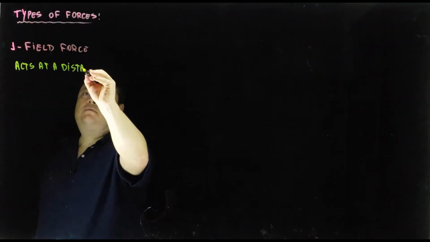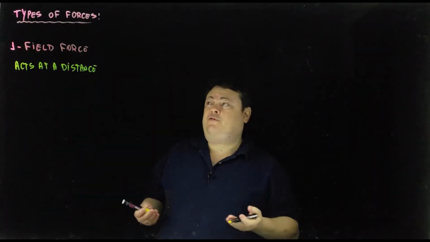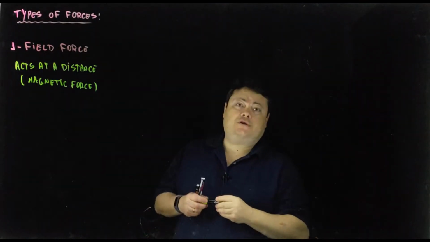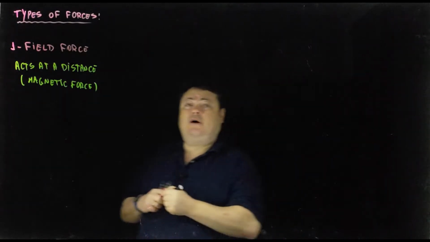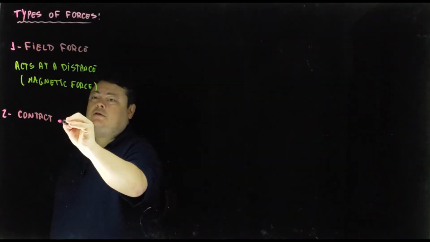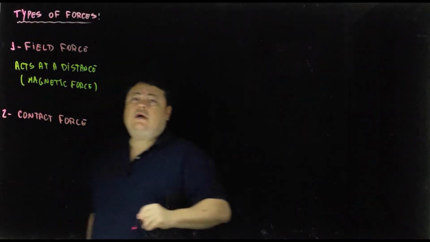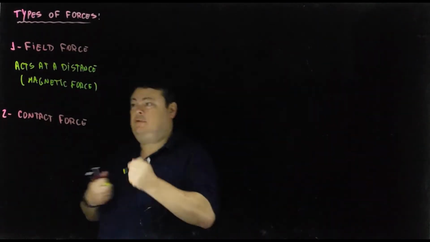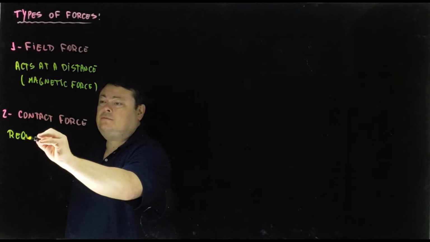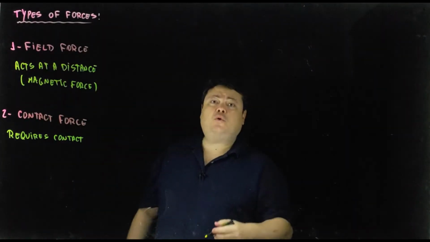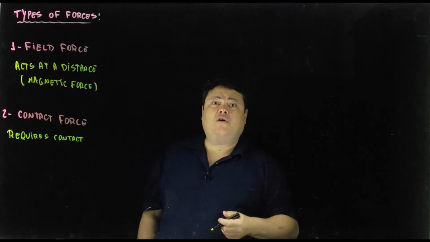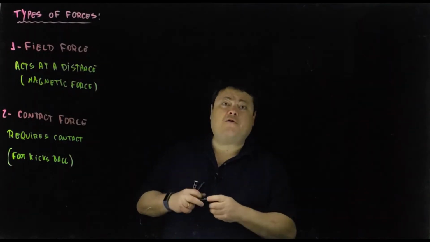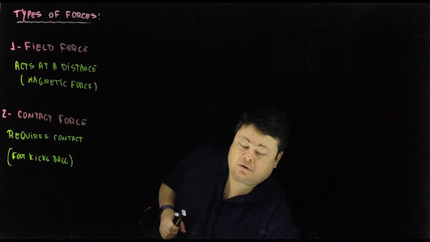So, the objects don't need to touch to receive the force. As an example, the force between two magnets, the magnetic force. The second kind of force we're going to talk about is contact force. And the contact force is a force that requires contact to exist. For that one, I could even use my example of the foot kicking the ball. So, this was our very first classification of forces.